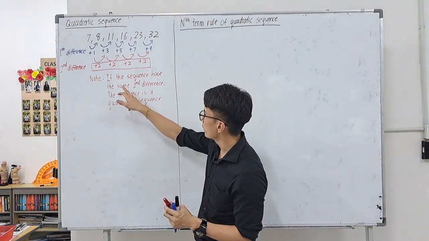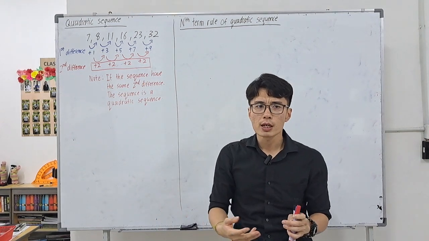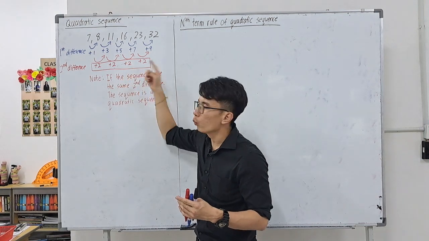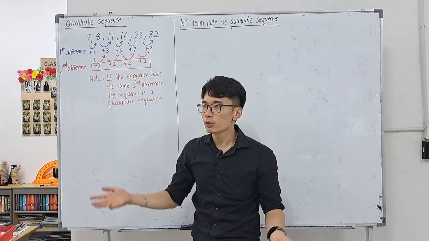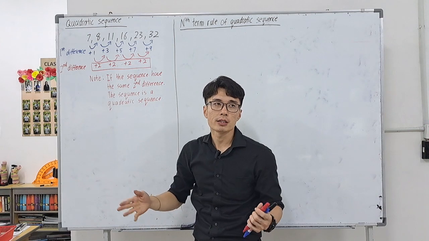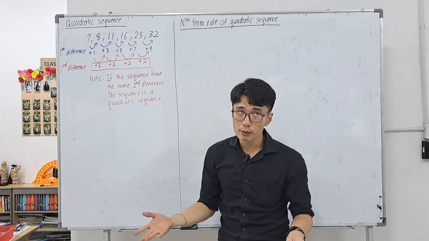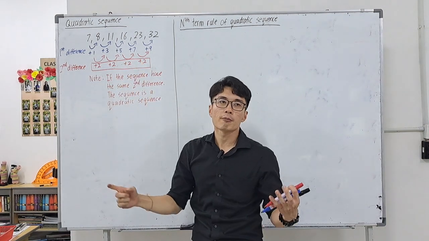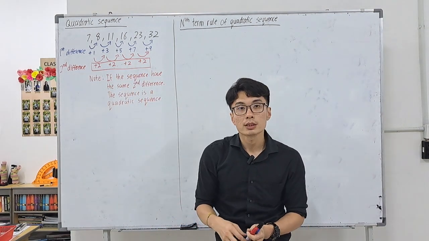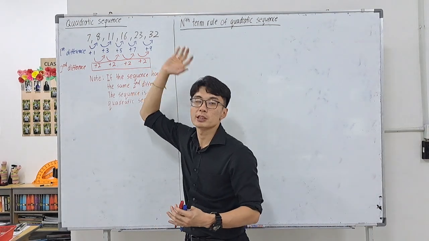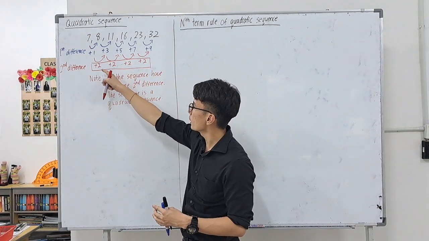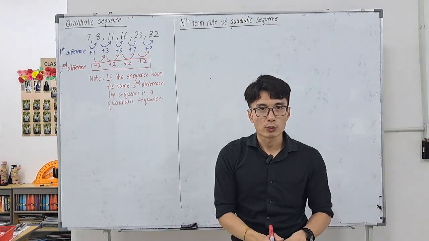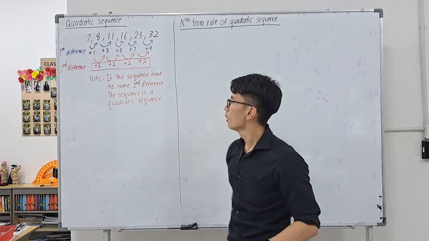Now I want to highlight this a bit. When I say that they have the same second difference, it can be like this as well. This can be 1, 1, 1, 1. It has the same second difference. That can be a quadratic sequence as well. It can be -3, -3, -3, -3. That can also be a quadratic sequence. Okay, it depends on the sequence you get. But as long as they have the same number, regardless of whether it's a positive or negative number, it is a quadratic sequence, but they must be the same, okay?